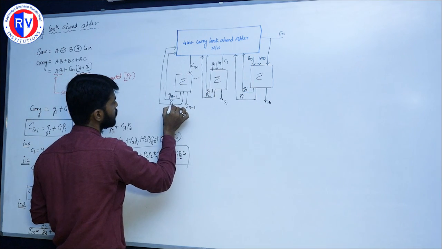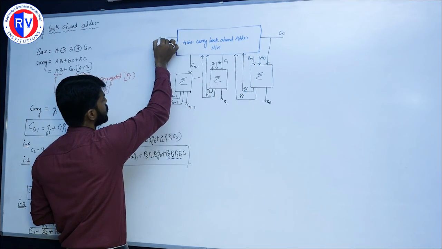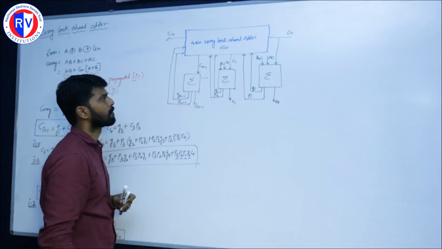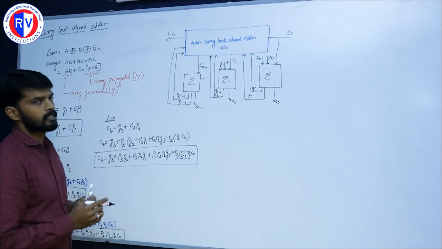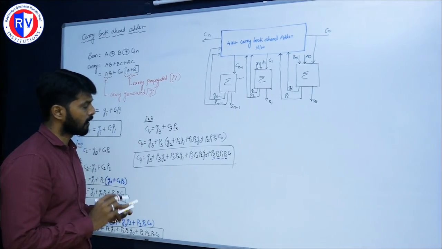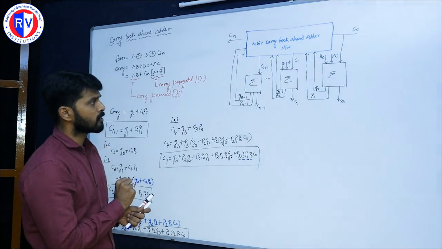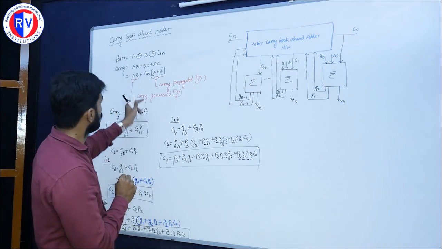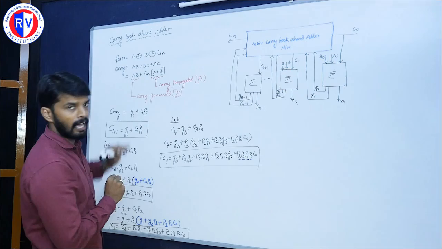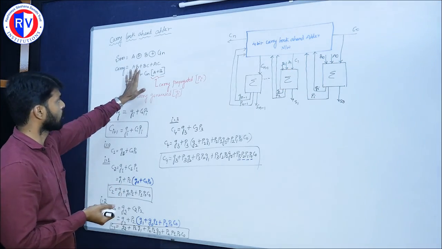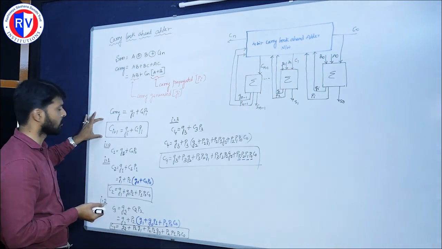This is the Pn minus 1. The output which we are getting is Cn. This is the generalized block diagram of the carry lookahead adder network. Now the question is, we have modified the carry equation, the original equation. This is the modified equation.